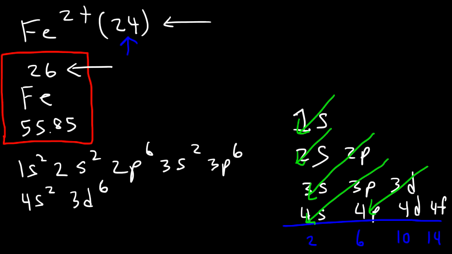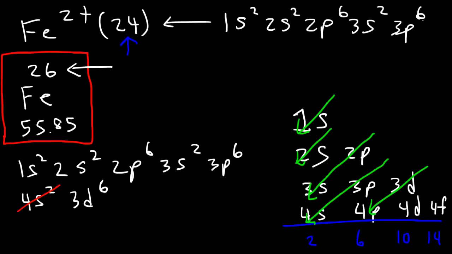So you need to remove 2 electrons. The question is, which 2 electrons do you remove? Now what you need to do is remove electrons from the highest energy level. So that's from the 4th energy level. So you're going to take off these 2 electrons. So we could therefore write the configuration for Fe2+ as 1s2, 2s2, 2p6, 3s2, 3p6, 4s0, or you could just omit it, and then 3d6.